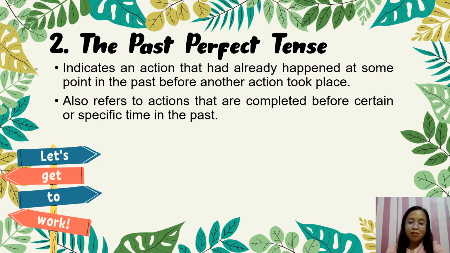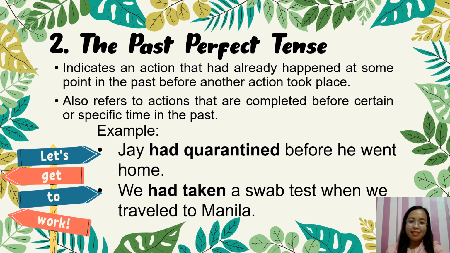It also refers to actions that are completed before a certain or specific time in the past. Okay, so here is an example, class. Jay had quarantined before he went home. Ayan, nag-quarantine daw muna si Jay bago siya umuwi sa bahay nila. So, the subject here is Jay, and the verb is had quarantined. Okay, that is the verb.